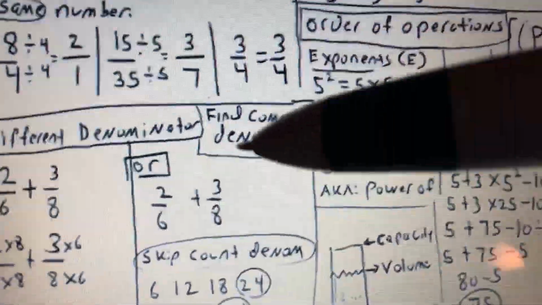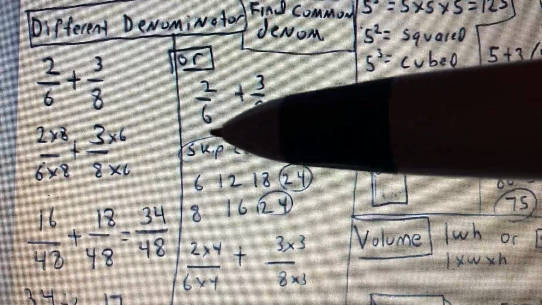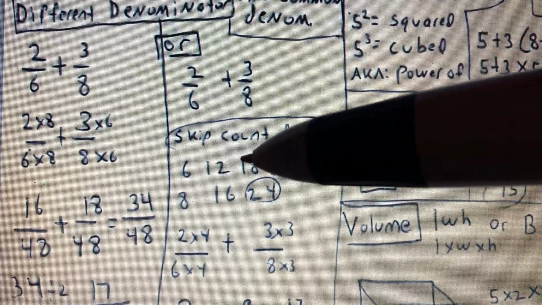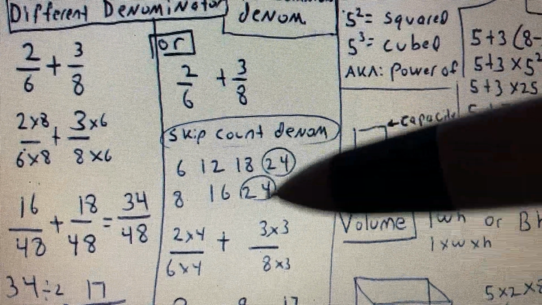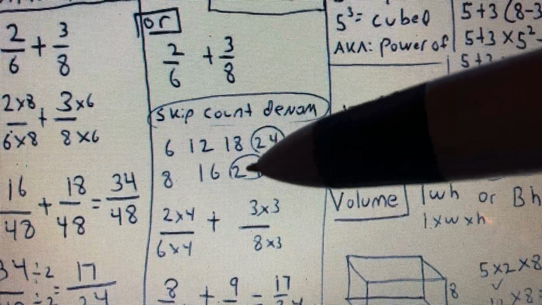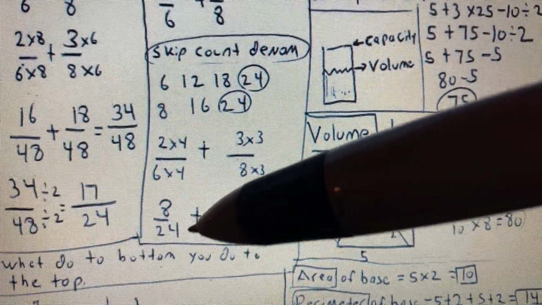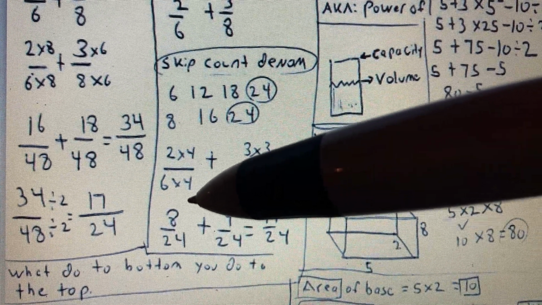Now, on this side, 2/6 plus 3/8 is the same one. You could also just skip count the bottom numbers: 6, 12, 18, 24; 8, 16, 24, and you keep going until you get the same number for both. So in fact, the one you could use for both is a 24 on the bottom. But how did the 6 become a 24? Times 4. What you do to the bottom, do to the top.